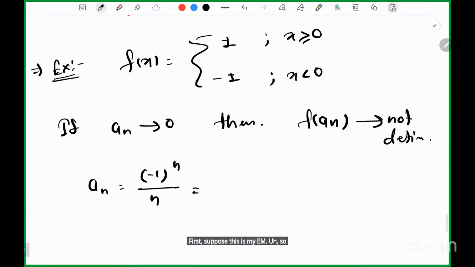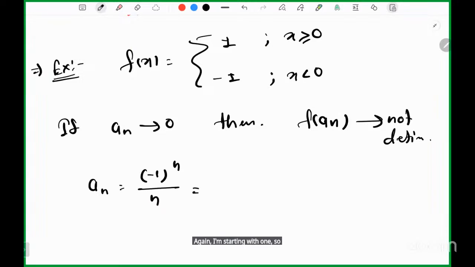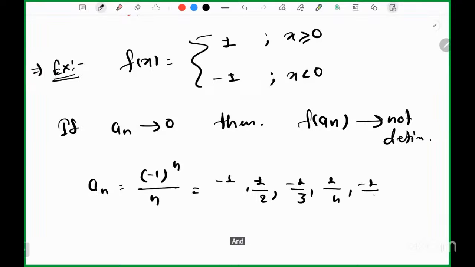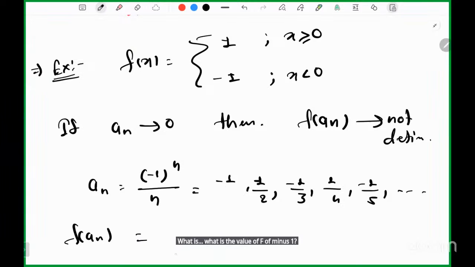So what is this a_n? This a_n is simply, again, I'm starting with 1, so just forget about 0 for the time being. It's minus 1, and 1 by 2, and minus 1 by 3, and 1 by 4, and minus 1 by 5, and so on. So this is your a_n. Now for this sequence a_n, if you compute f of a_n, then what will be your answer? So what is the value of f of minus 1? What will be the value?